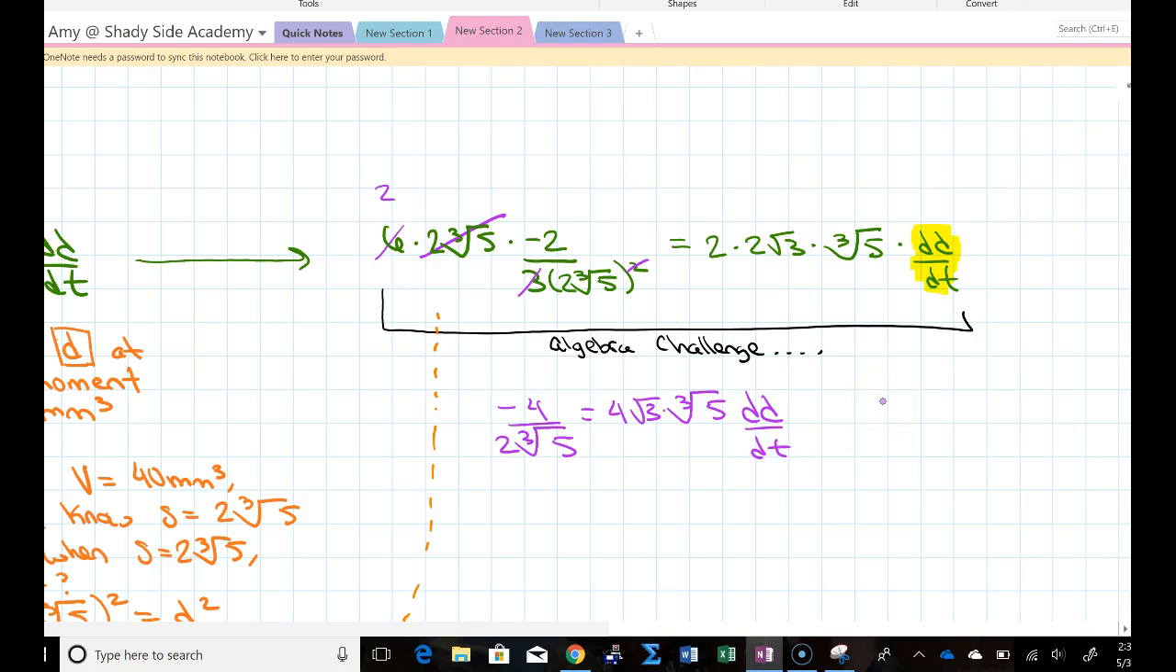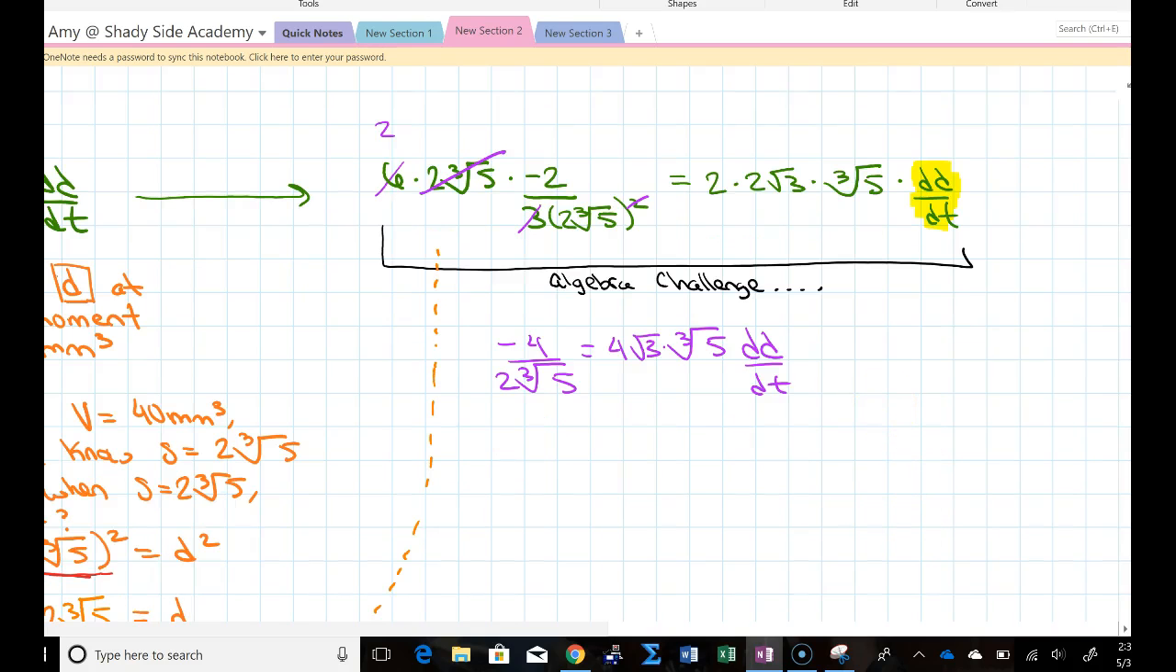All right, who can do it? I'm going to divide both sides. When I divide both sides, this divides out, and I'm going to get -1 over 2 times root 3 times the cube root of 5, all of that squared, equals dd by dt.